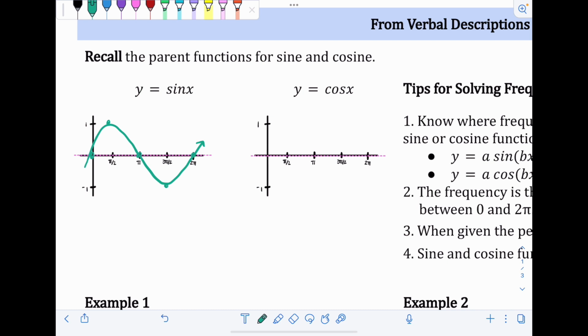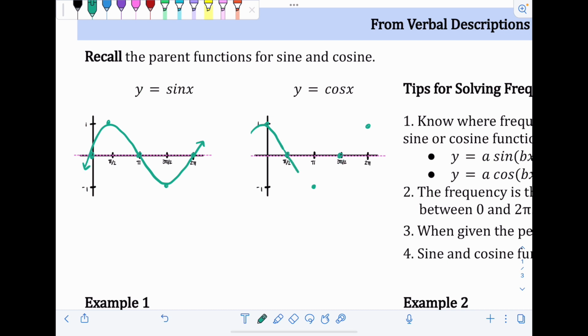Cosine starts at its maximum, so the highest point on the graph. It goes down to the midline, then goes down to a minimum, back up to the midline, and then back up to a maximum to start the next cycle. So they share the same points. It's really just a matter of where they are beginning, where their initial value or their y-intercept is.